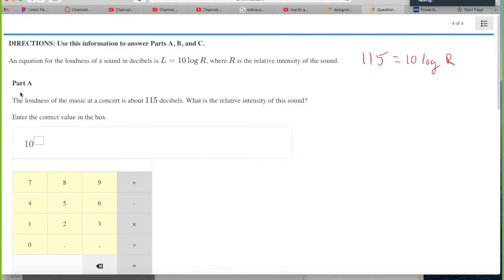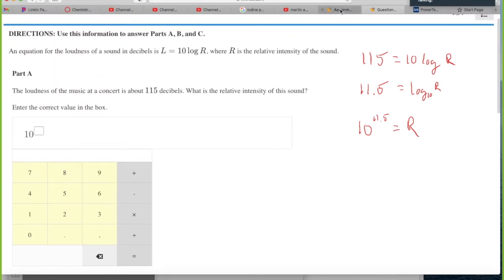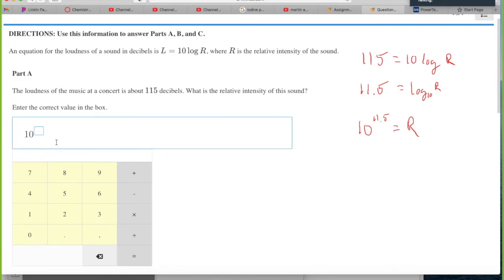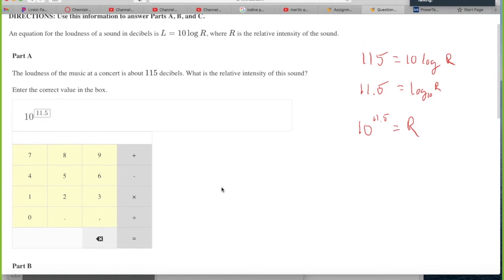So, first things first, we'll divide both sides by 10. That means we got 11.5 equals log base 10 of R. So by definition of log, we can say 10 to the 11.5 power equals R. Make sure we're on the right track. 11.5. So I'm going to plug this in just in case I need it later on.